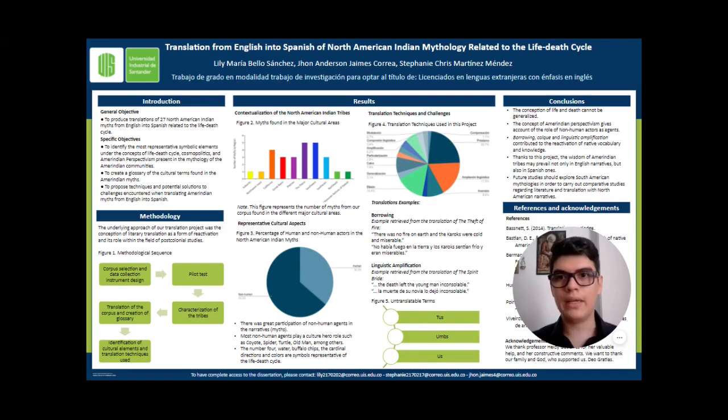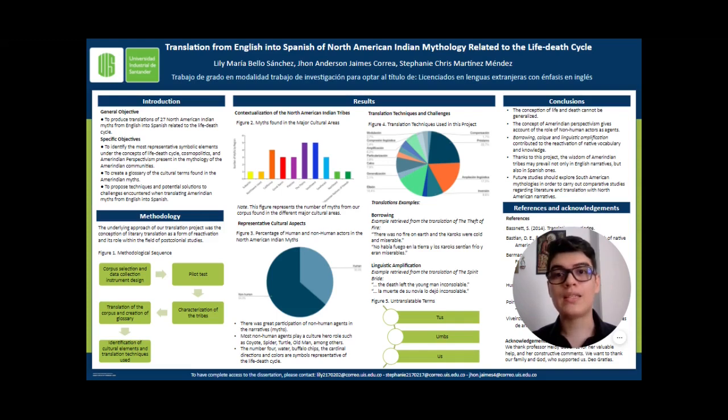Thank you, Chris. Now, concerning translation techniques, we used those proposed by Hurtado Albir in 2001, since such techniques were presented by the author after a synthesis and unification of different ones suggested by other scholars. 14 different techniques were found to be implemented 291 times all over the corpus. The top 3 techniques were borrowing, linguistic amplification, and elision.